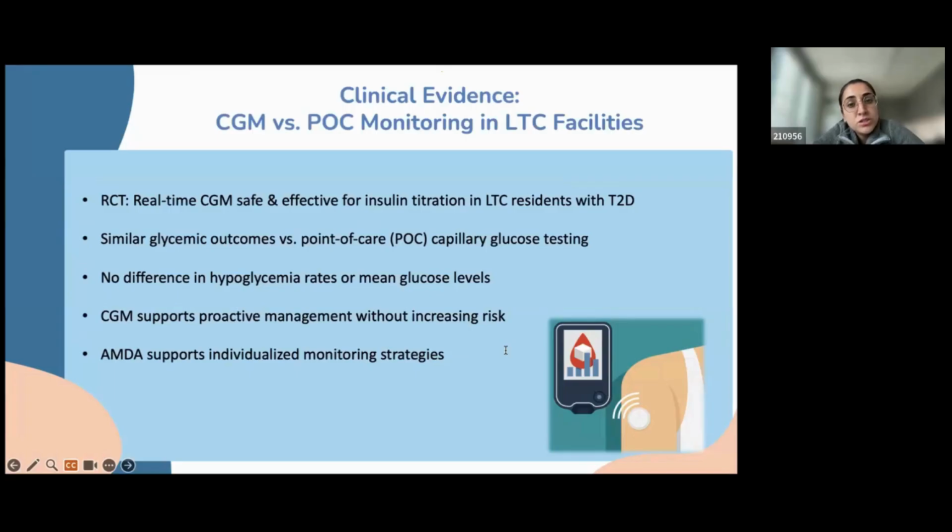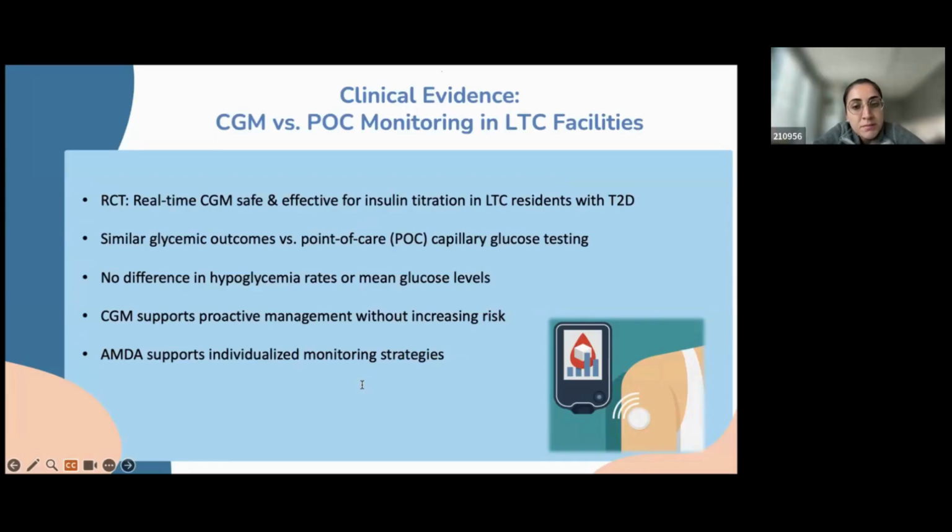A recent randomized controlled trial in long-term facilities directly compared real-time CGM to the traditional point-of-care glucose monitoring for insulin dosing in residents with type 2 diabetes, and the outcomes were very reassuring. CGM provided equivalent time in range and mean glucose levels with no increase in the hypoglycemia risk. And these findings really demonstrate that CGM is not only safe, but also feasible for institutionalized older adults.